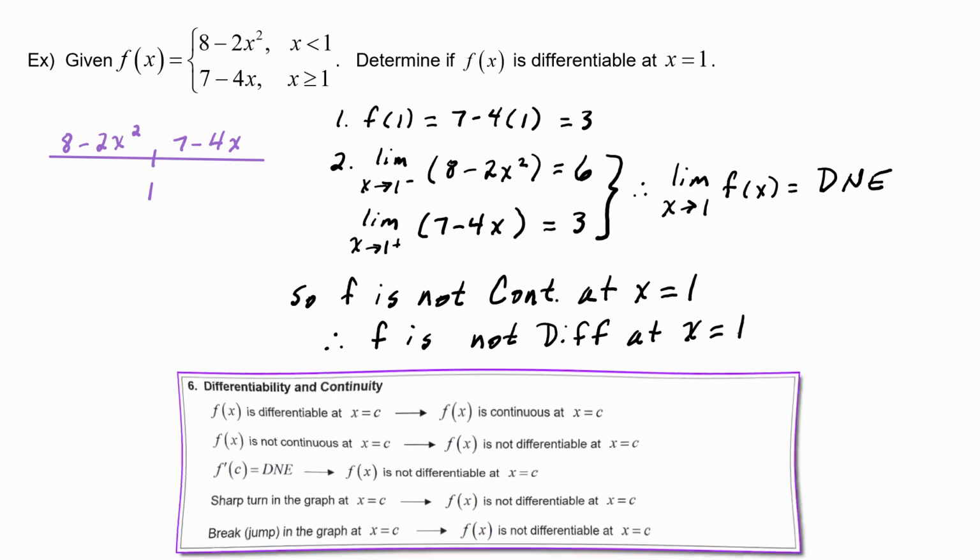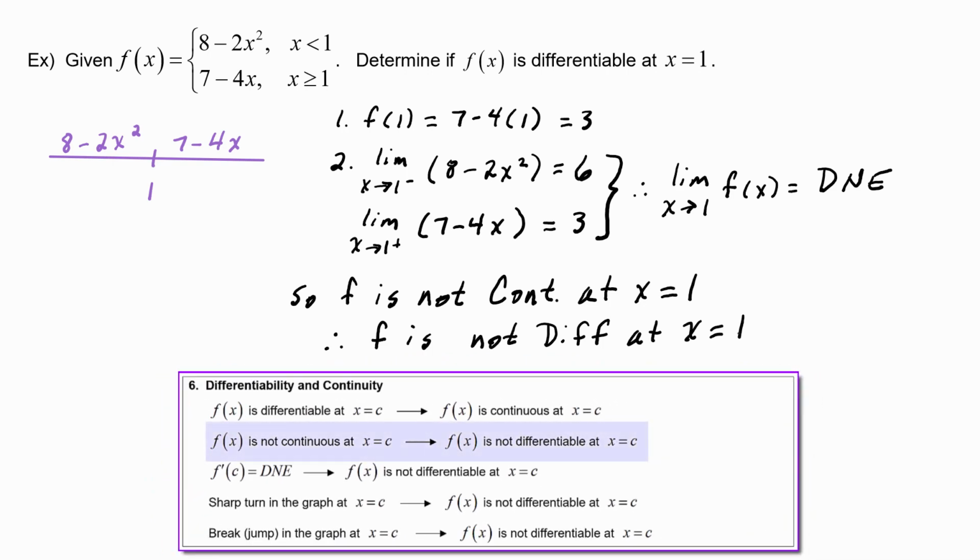Remember, we have that rule that says if f is not continuous at c, then f is not differentiable at c. When we were walking through the 3 steps of the definition of continuity, the limit did not exist, which says that f is not continuous at x equals 1. Therefore, we can immediately conclude that f is not differentiable at x equals 1.